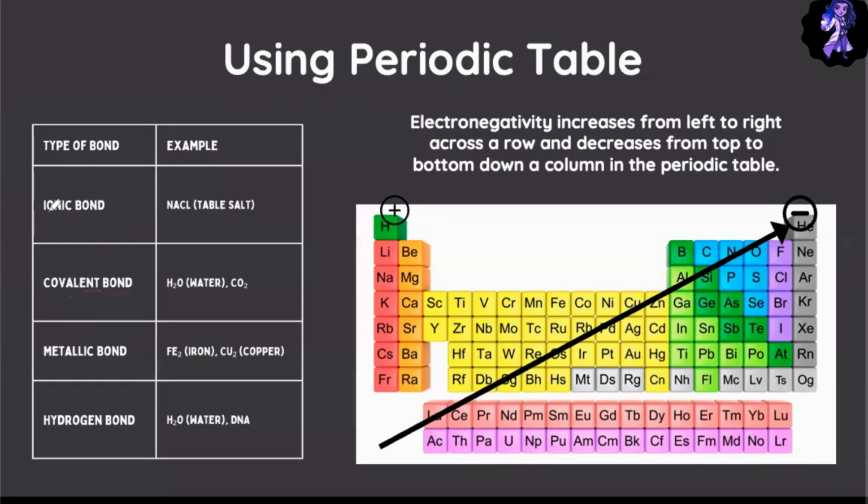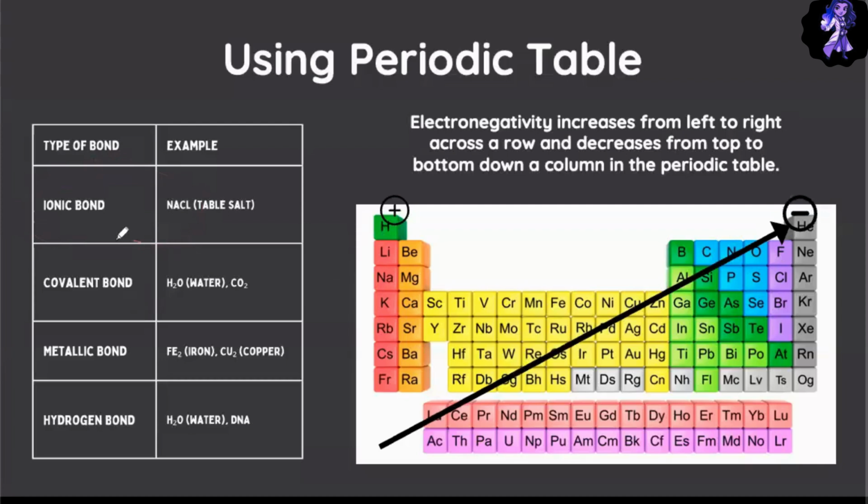So if we take a look at something like salt, which is considered an ionic bond, if you take a look at the element Na, and if you take a look at the element Cl, they're on two opposite sides of the periodic table, which means that they have unlike charges. So because they have unlike charges, they're more than likely going to form an ionic bond.